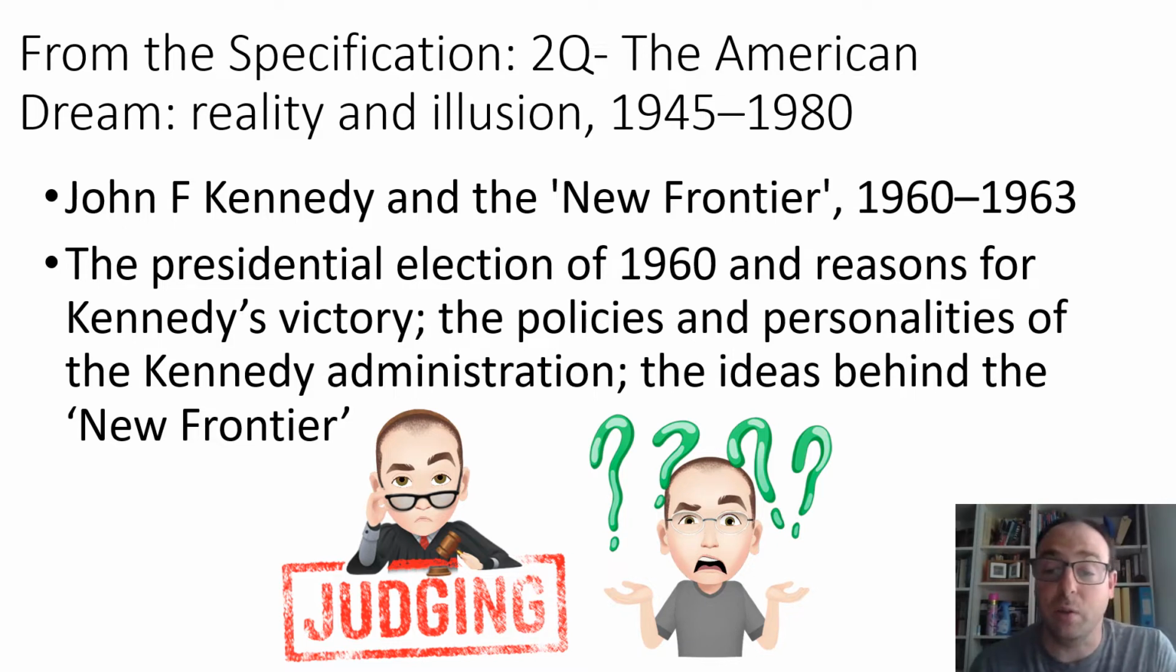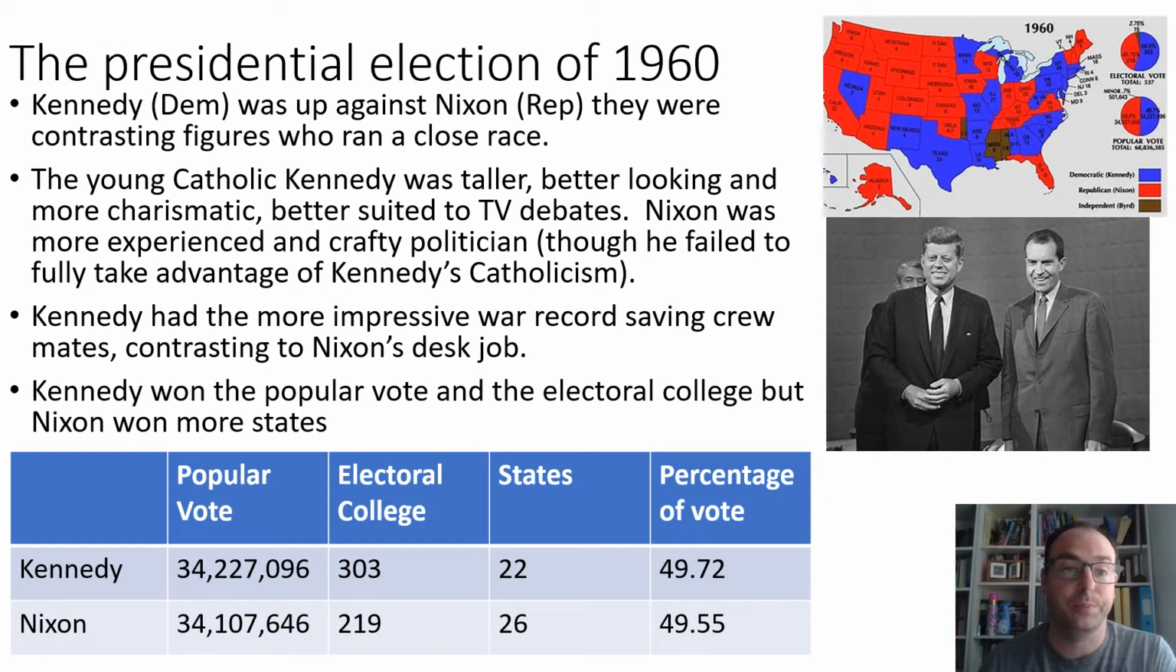And I'm particularly looking at the first bullet point of the section, John F. Kennedy and the New Frontier, 1960 to 63, the presidential election of 1960, the reasons for Kennedy's victory, the policies and personalities of Kennedy's administration, and the ideas behind the New Frontier. So I'm going to crack on and look at all those different aspects.